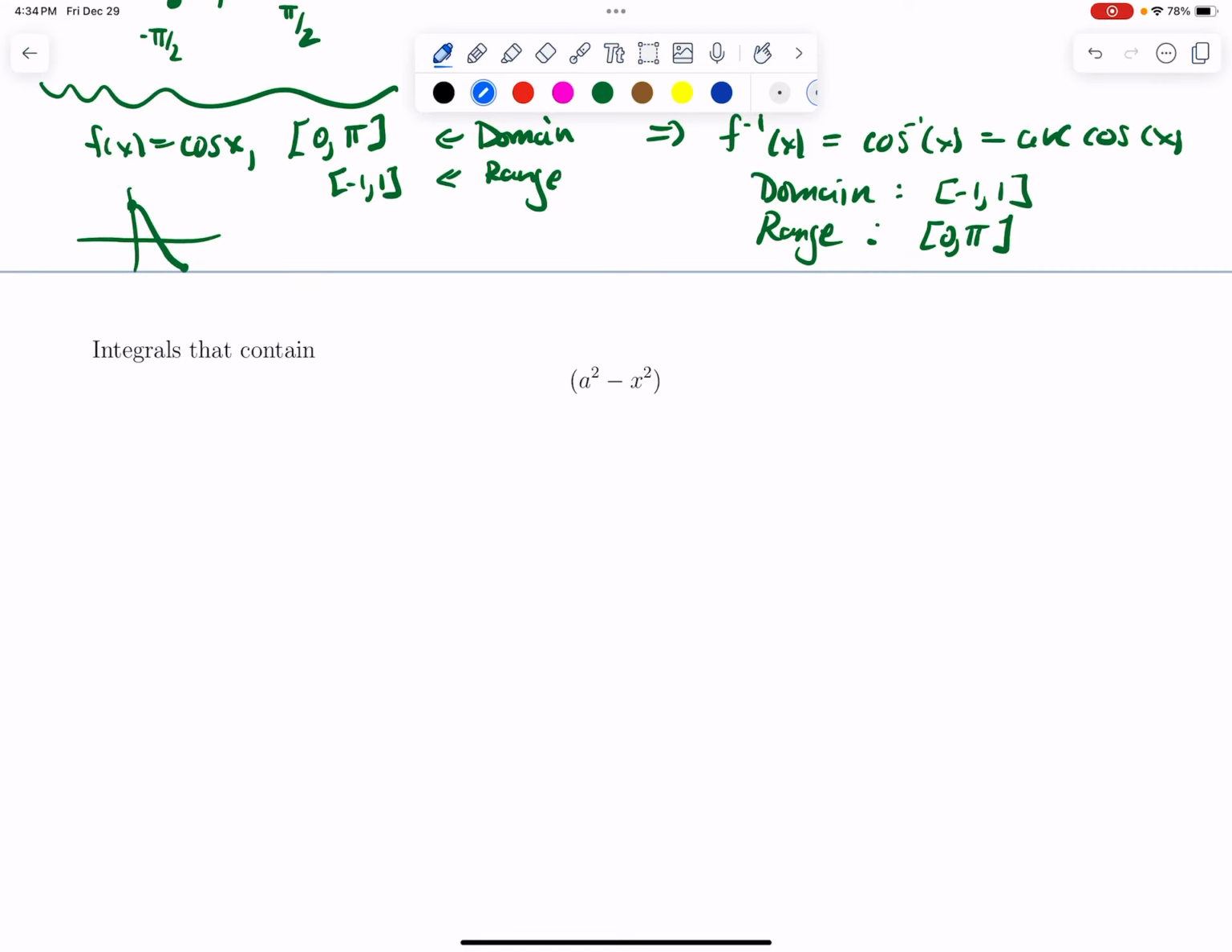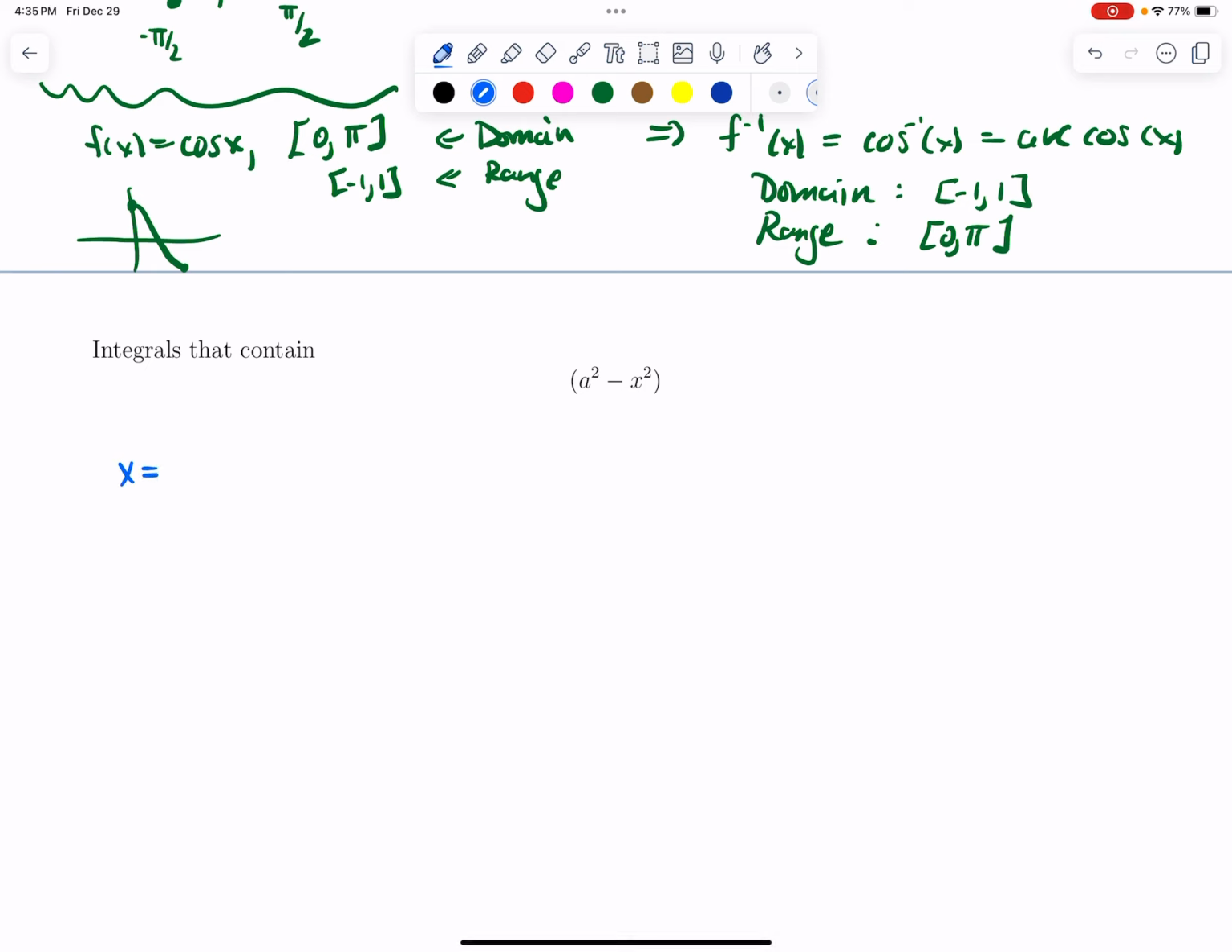Okay, we're now ready to look at integrals that contain the expression a squared minus x squared, where a is some constant and x is our variable. It could be that you have the square root of that, it could be that you have this raised to some power other than the square root, or it could just be a squared minus x squared. When we have integrals that have this form, what we may do is make the following substitution.